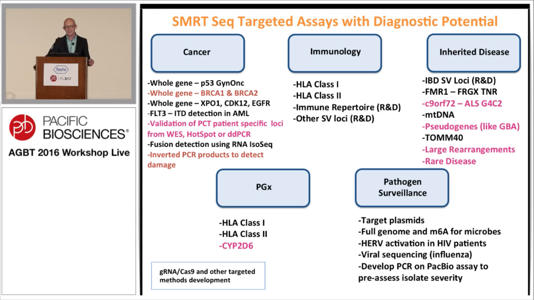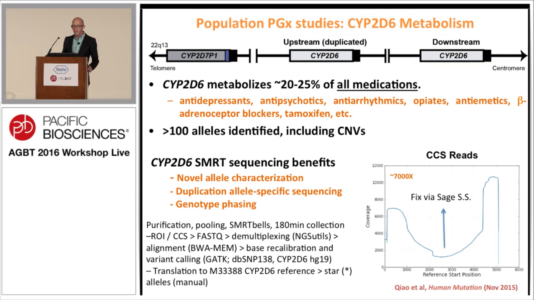In this particular case, please note anything in the pink or red color I'll discuss today, but if you see something in black that you're interested in, catch me later. It's a diverse array across cancer, immunology, inherited disease, pharmacogenomics, as well as pathogen surveillance, which is really important for differentiating hospital-acquired and community-acquired disease. So I'm going to take you through half a dozen cases where we've actually started to implement this technology in a more diagnostic landscape.